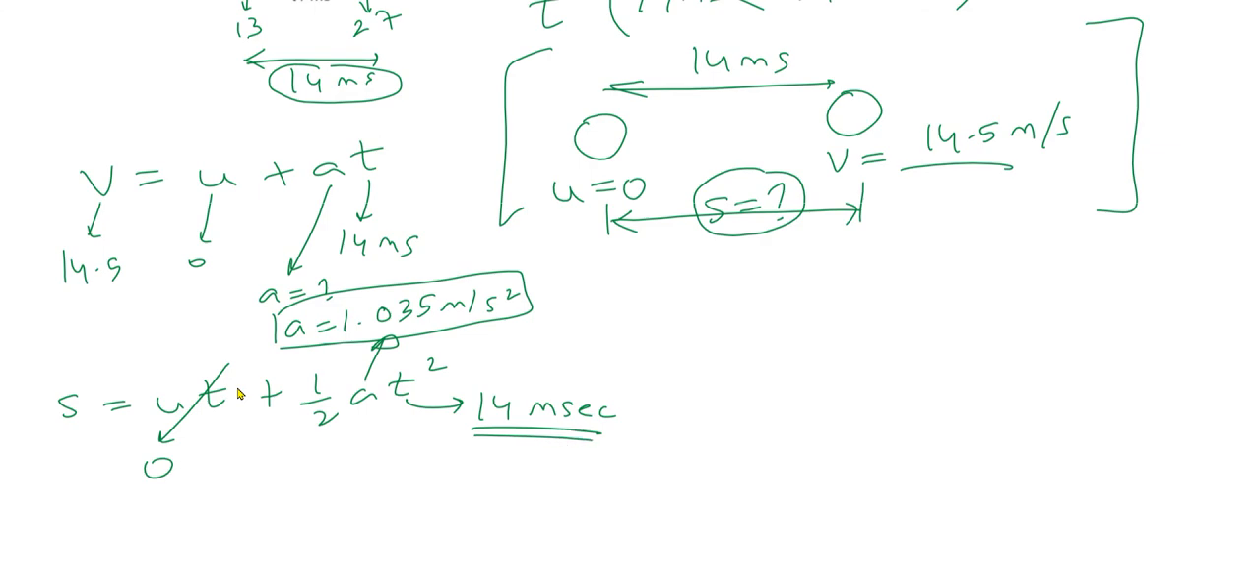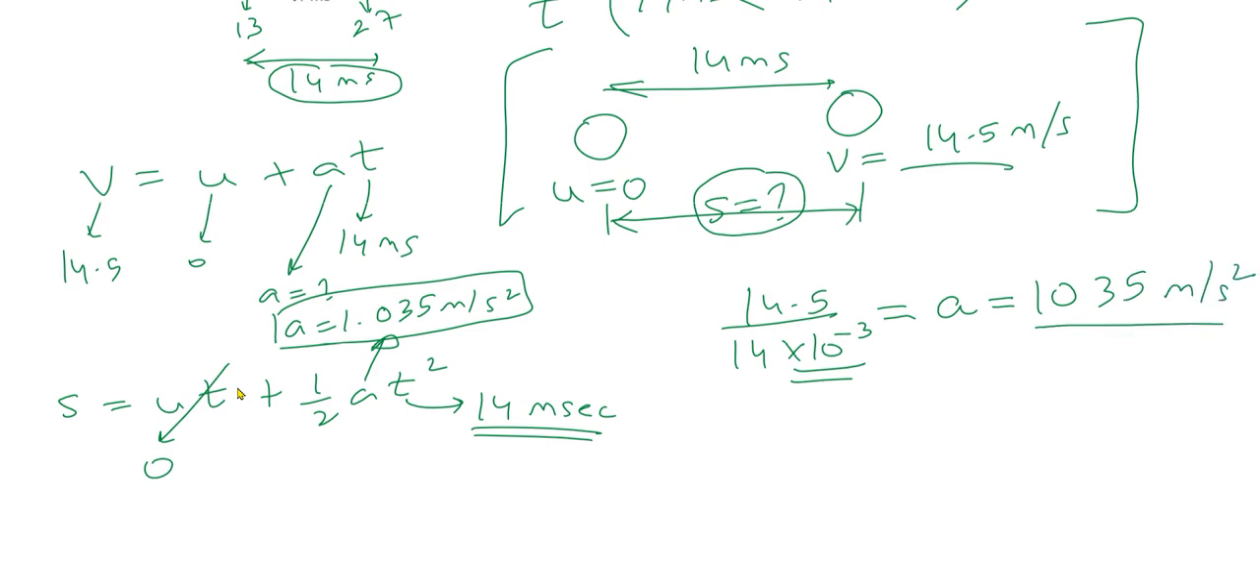By the way, Sheldon, the value of acceleration should not be 1.035. See, that is because if I divide 14.5 by 14 milliseconds, which is 14 into 10 to the power minus 3, I think you haven't put the 10 to the power minus 3 term. So just check, your value should be 1035 meters per second square. Yes, I hadn't given the 10 to the minus 3. Yes, so eventually your acceleration will be 1035 and not 1.035. So put a as that value and time as 14 milliseconds and see what value of s you are getting.